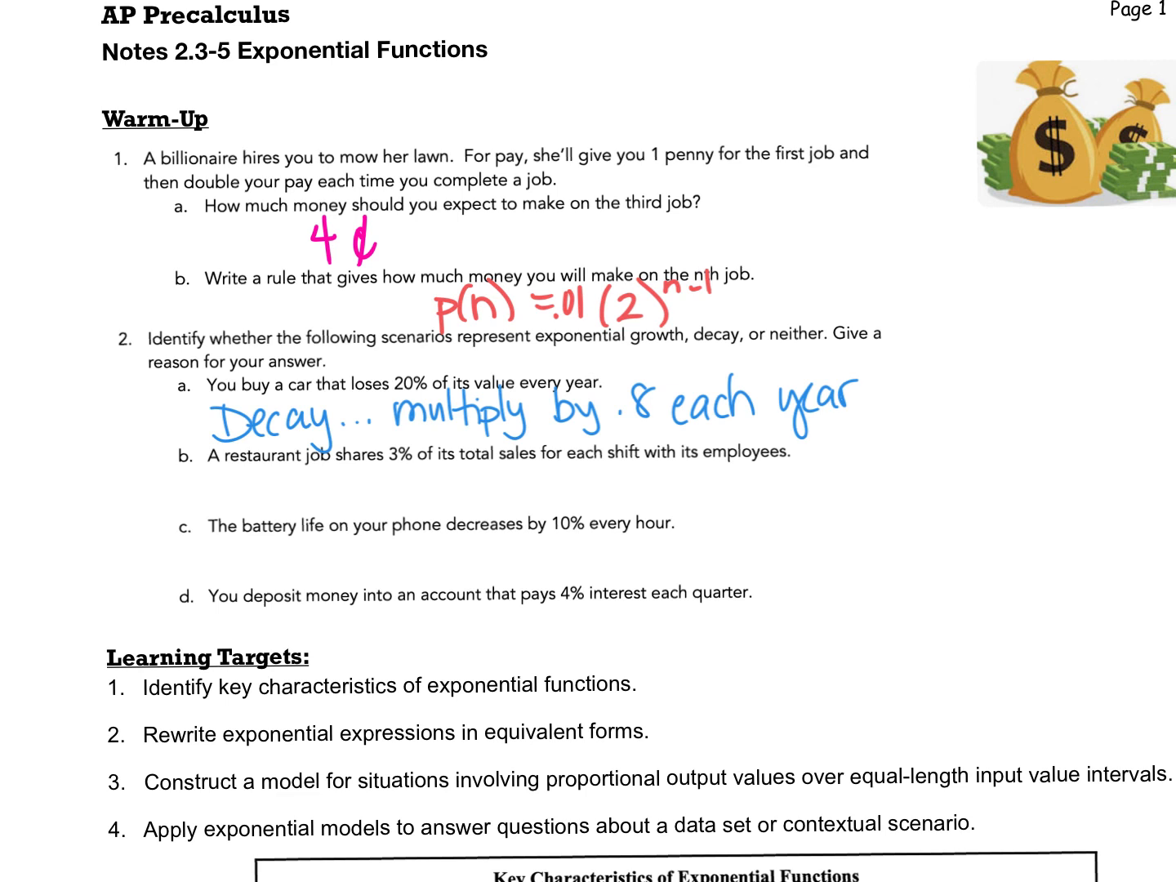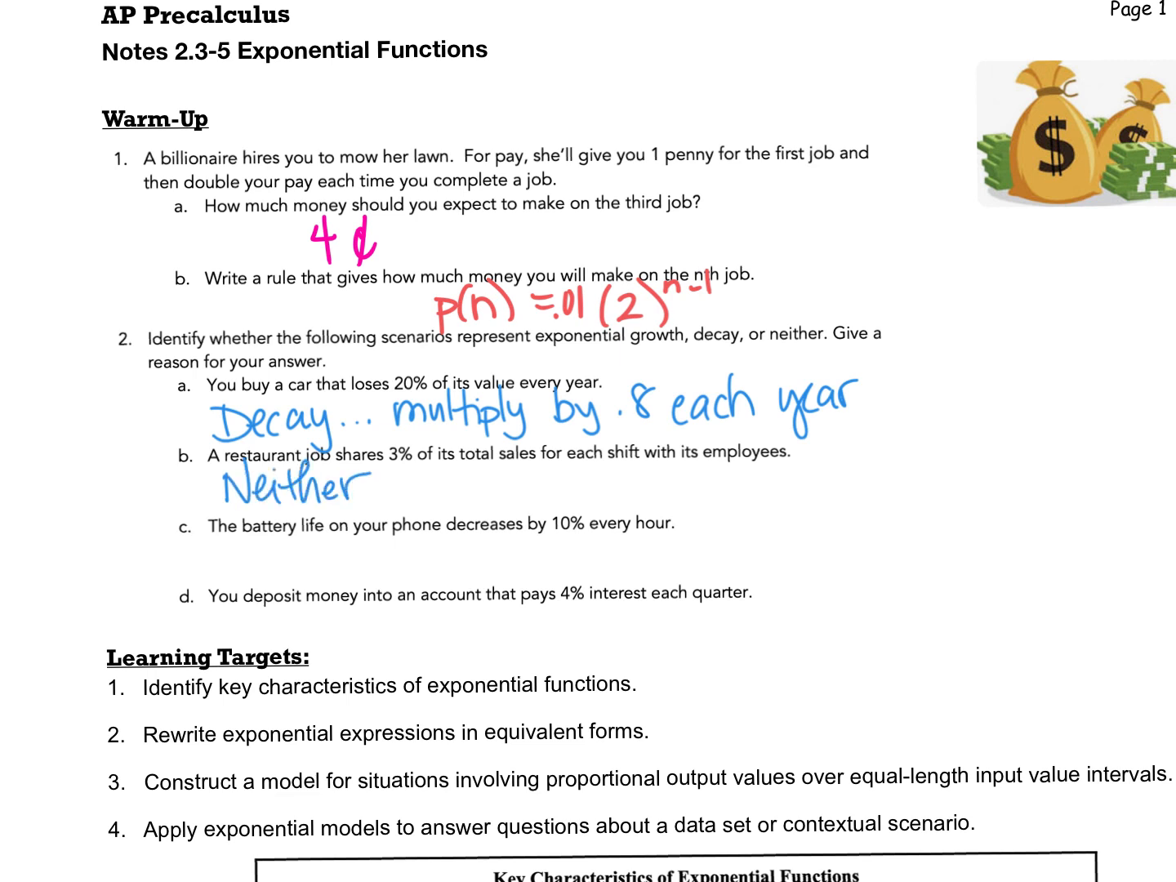Right? On the next one, a restaurant job shares 3% of its total sales for each shift with its employees. What do you think? It's going to be neither. Are we going to have a constant proportional rate that we're going to get every time? No. Okay, this one's going to be neither.